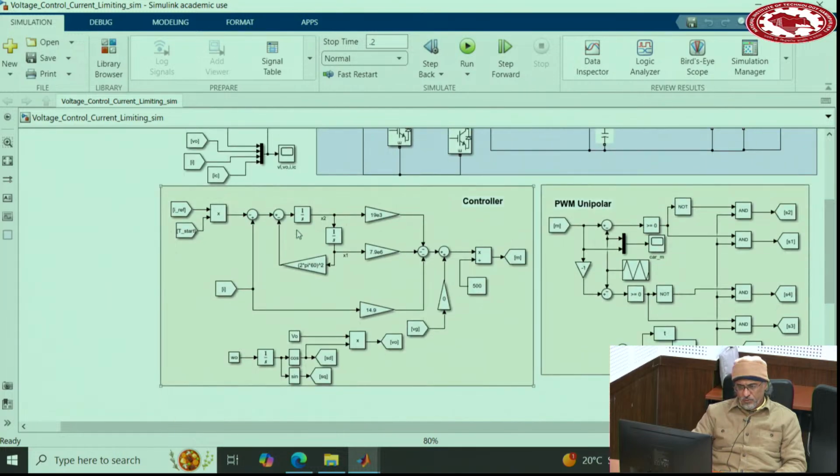The current controller, you see, is exactly the same. This is the reference part: omega 0, integral of omega 0, cosine. The magnitude is fixed, and PWM. Very simple simulation.